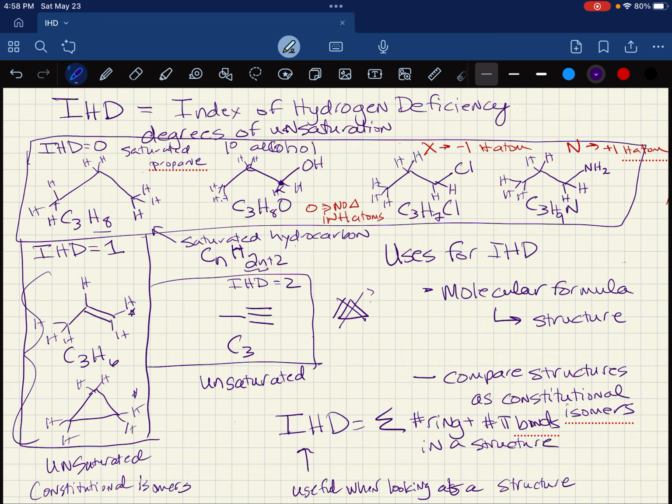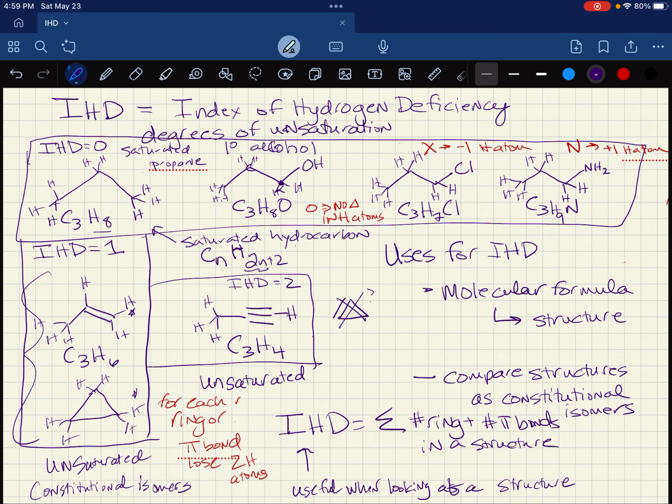Because they have the same molecular formula, but they're different structures. They have different connectivity. So notice that for every ring or pi bond, we're going to lose 2 hydrogen atoms. And we see that continue in the structure here, this very last one, where we end up with only 4 hydrogen atoms. So we've lost an additional 2 because there's an additional pi bond. So for each IHD, we're going to lose 2 hydrogen atoms.